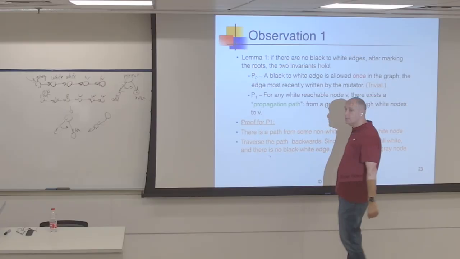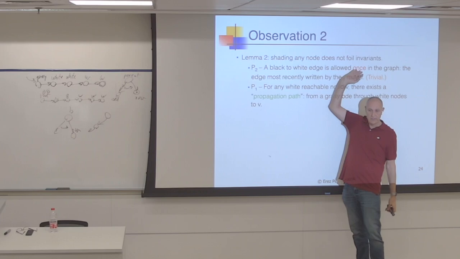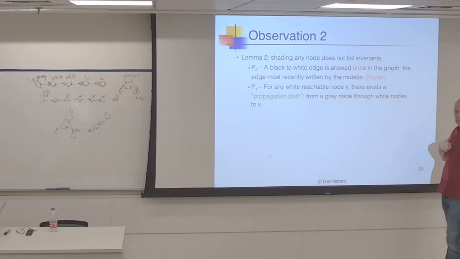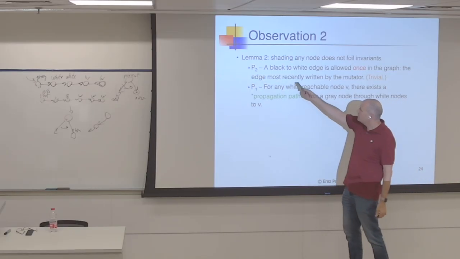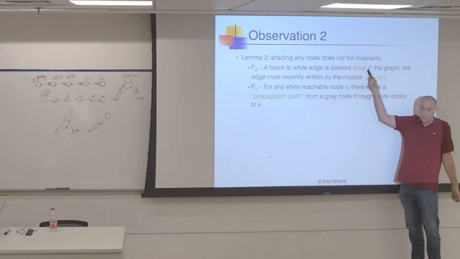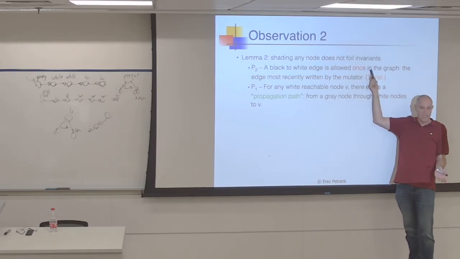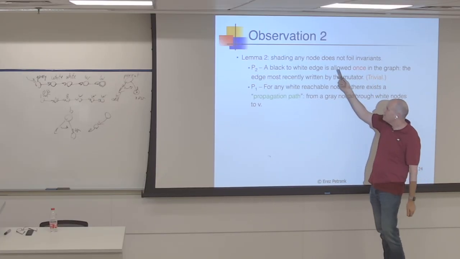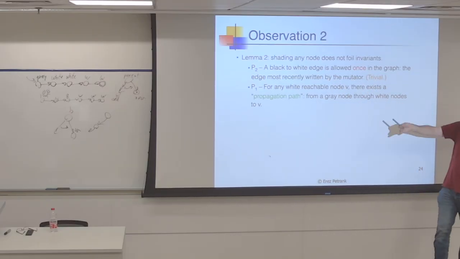So, okay. The second lemma says that if I shade any node in the graph, and before that the invariants held, then they do hold afterwards. Why is that true? So first of all, if there is a black to white edge, maybe I made the white gray and then there's no black to white edge. Or maybe I gray something else and there's still the same black to white edge. So P2 just is kept trivially when I gray something.